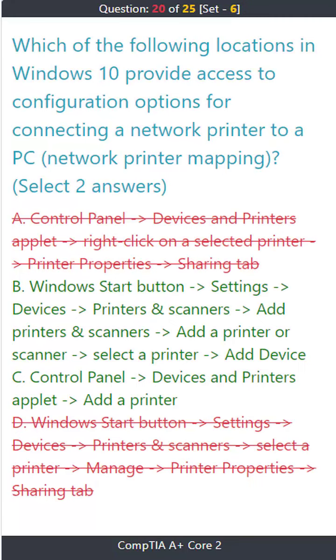The correct answers are B. Windows Start button - Settings - Devices - Printers and scanners - Add printers and scanners - Add a printer or scanner - select a printer - Add device. C. Control Panel - Devices and Printers applet - Add a printer.